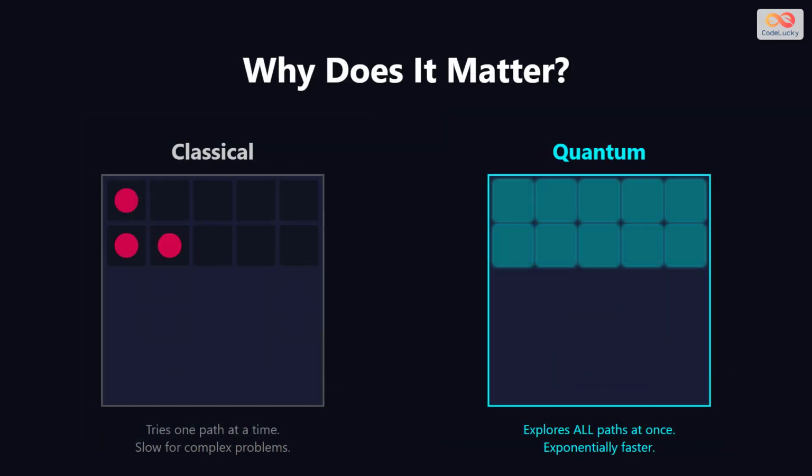Imagine trying to solve a maze. A classical computer is like a mouse running down one path, hitting a dead end, and coming back to try another. A quantum computer acts like water flooding the maze. It explores all possible paths at once to find the exit. This allows it to solve specific complex problems exponentially faster.